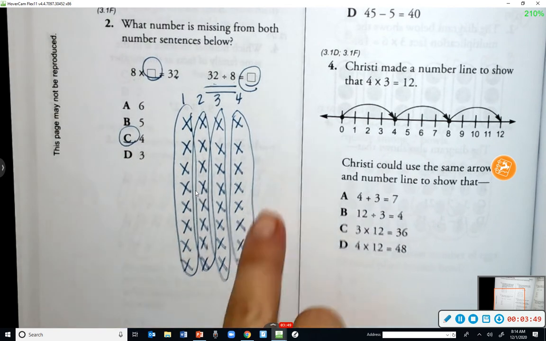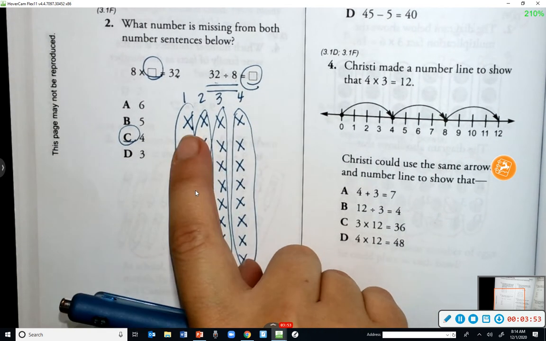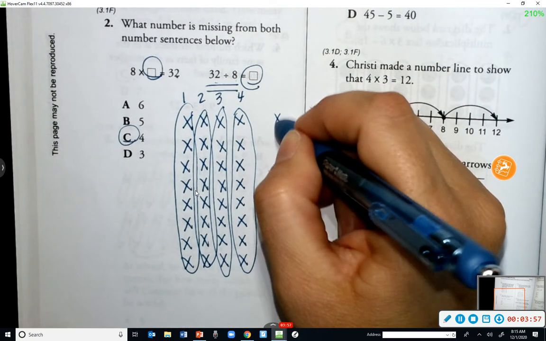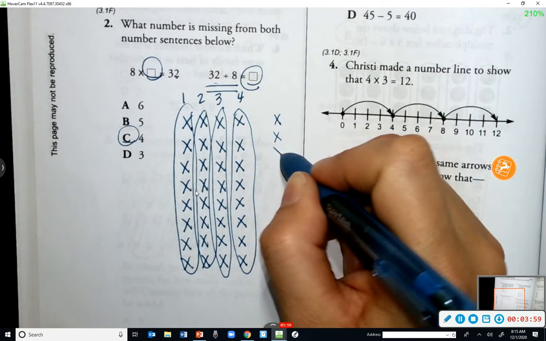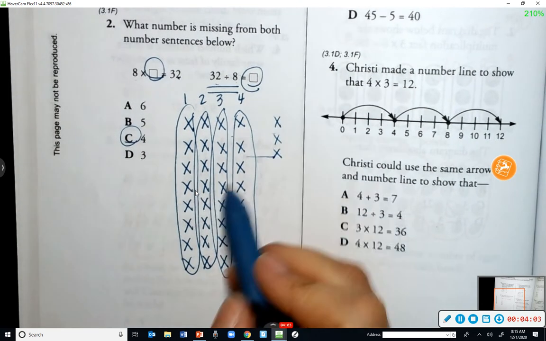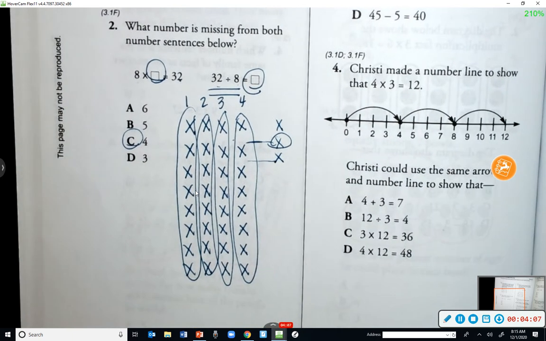Okay, when you do an array, is it important to go nice and neat and make sure your rows are all lined up like this? Yes. Because some of you will try to make a row and then you end up not getting them lined up and you miscount. I might end up with an extra X in there if I don't line it up correctly.